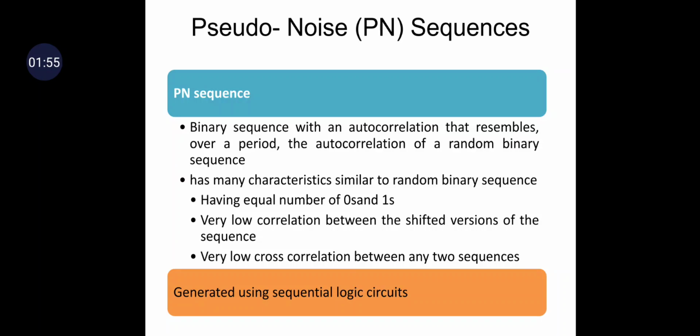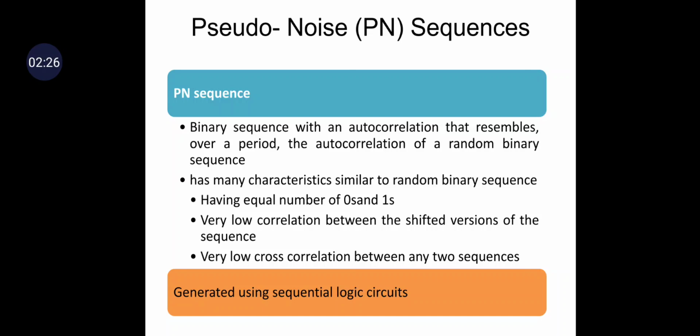Let's see about the PN sequence, that is pseudo-noise sequence. It is a binary sequence with an autocorrelation that resembles, over a period, the autocorrelation of a random binary sequence. It has many characteristics similar to a random binary sequence. The characteristics are they have an equal number of zeros and ones, very low correlation between the shifted versions of the sequence, and very low cross-correlation between any two sequences.